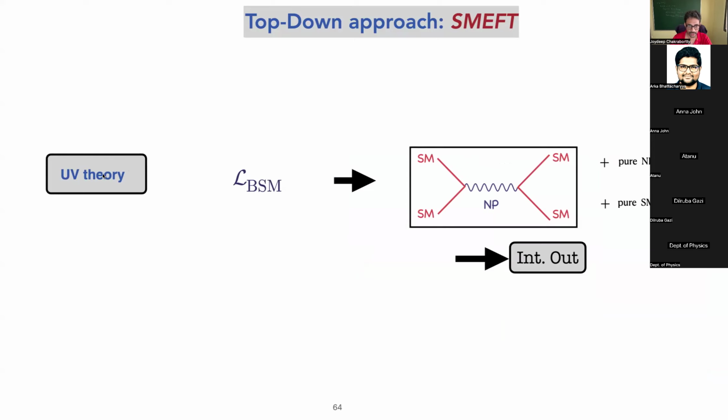We start with the UV theory. And for the BSM theory, when you write down the scattering, you consider the standard model particles as the asymptotic states. So you write down the process, which is basically standard model involved with new physics. Okay, you will have pure standard model processes, and you have pure new physics processes. Pure new physics, basically all the asymptotic states are also new physics. So we are not worried about them because they do not carry any information which will be important at the low energy.